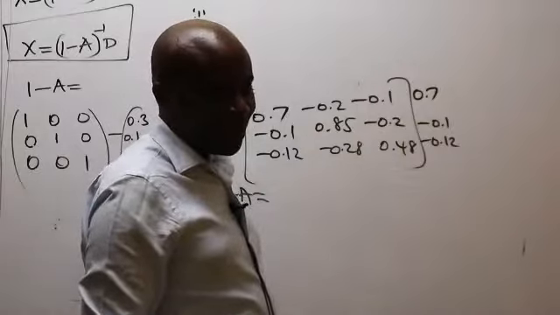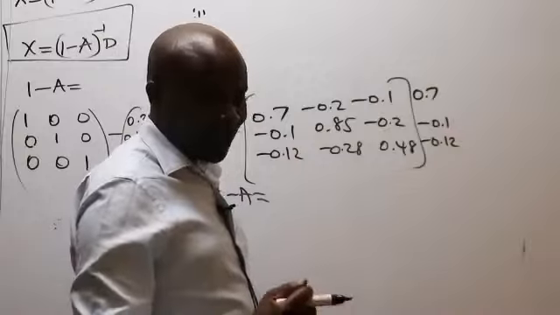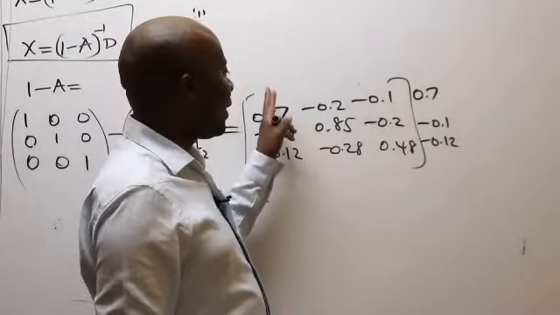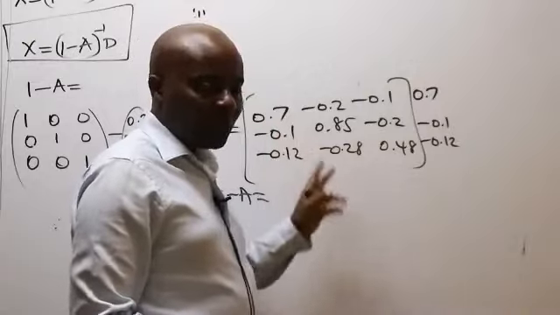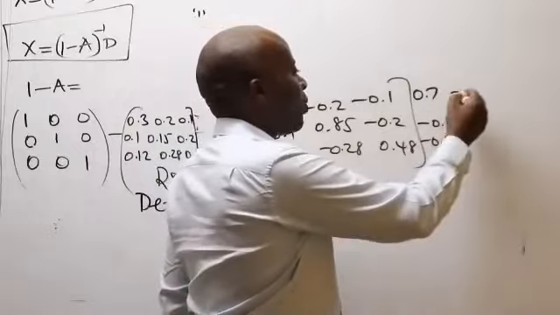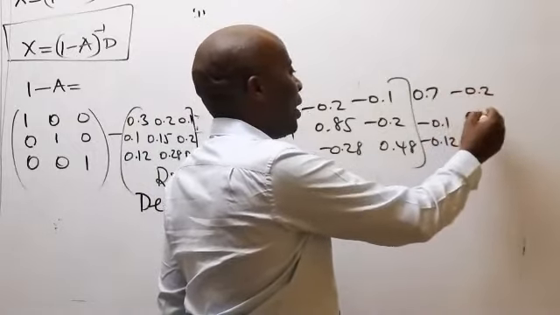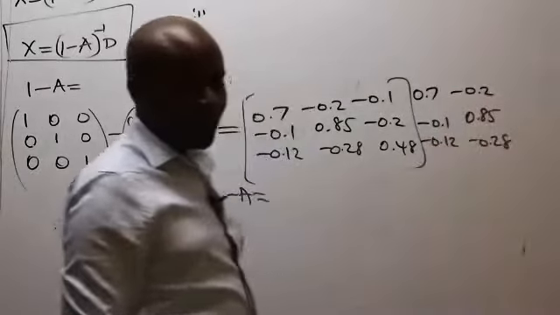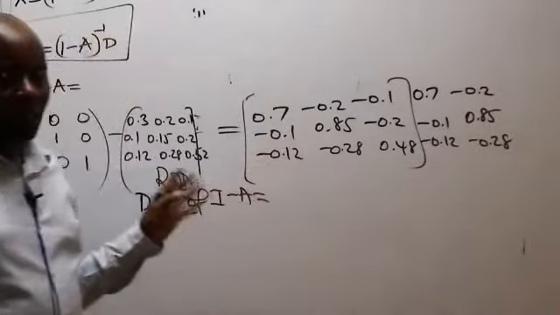Thank you very much, Veni, for coming out boldly with your figure. So come and duplicate the first two columns here, Miriam. So we have minus 0.2, we have 0.85, and then we have minus 0.28 like that. It's a rule. You duplicate the first two columns.